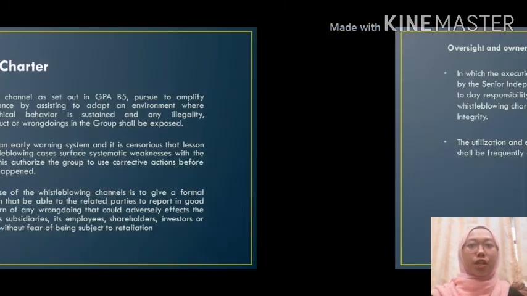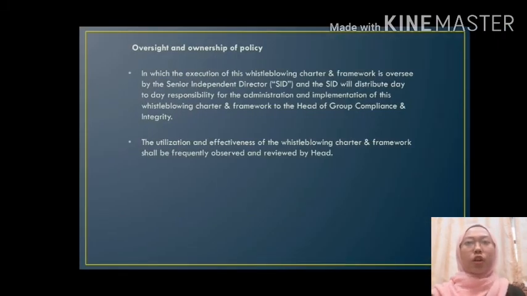Oversight and ownership of policy: the execution of this whistleblowing charter and framework is overseen by the senior independent director, and the senior independent director will delegate day-to-day responsibility for the administration and implementation of this whistleblowing charter and framework to the head of group compliance and integrity. The utilization and effectiveness of this whistleblowing charter and framework shall be frequently observed and reviewed by the head.